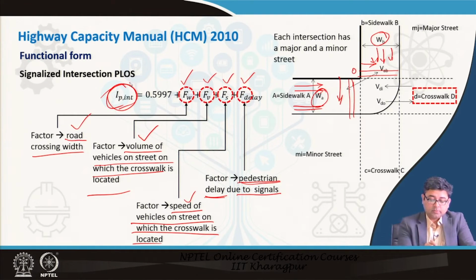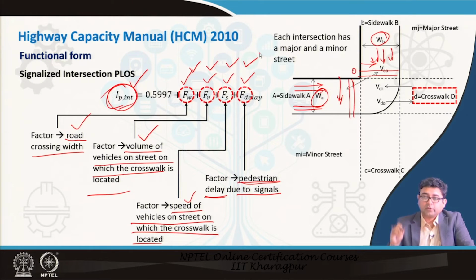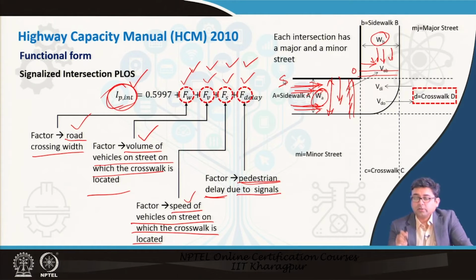Okay, clear? So, the pedestrian level of service score depends upon 4 factors. The first factor is the width of the road which you are trying to cross. Second factor, the volume of vehicles that are on that road that you are trying to cross. Third factor, the speed of the vehicles along that road. And finally, the last factor, if it is a signalized intersection, is the delay faced by the pedestrians because of the signal. So, those are the 4 factors that determine the pedestrian level of service score at a signalized intersection.